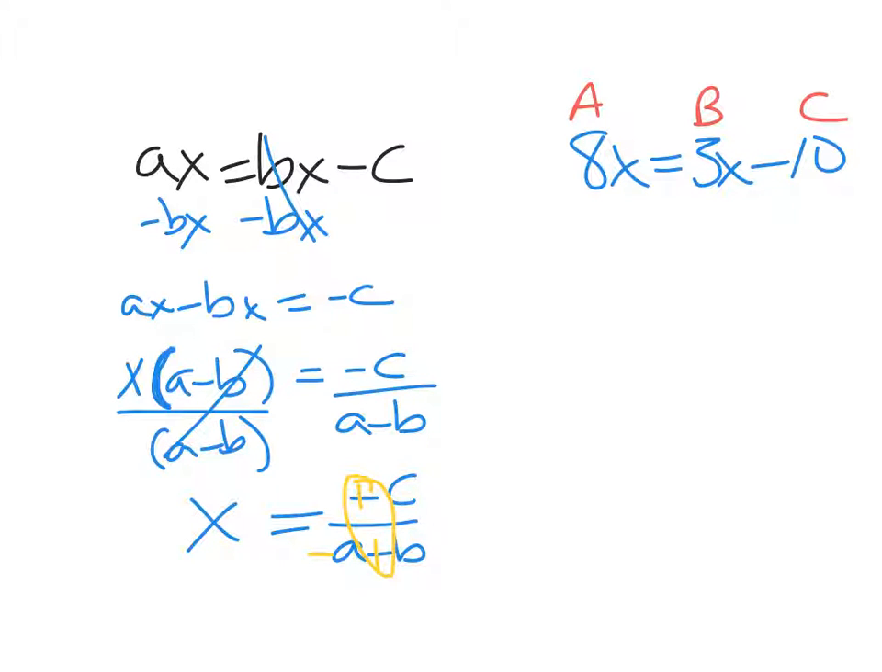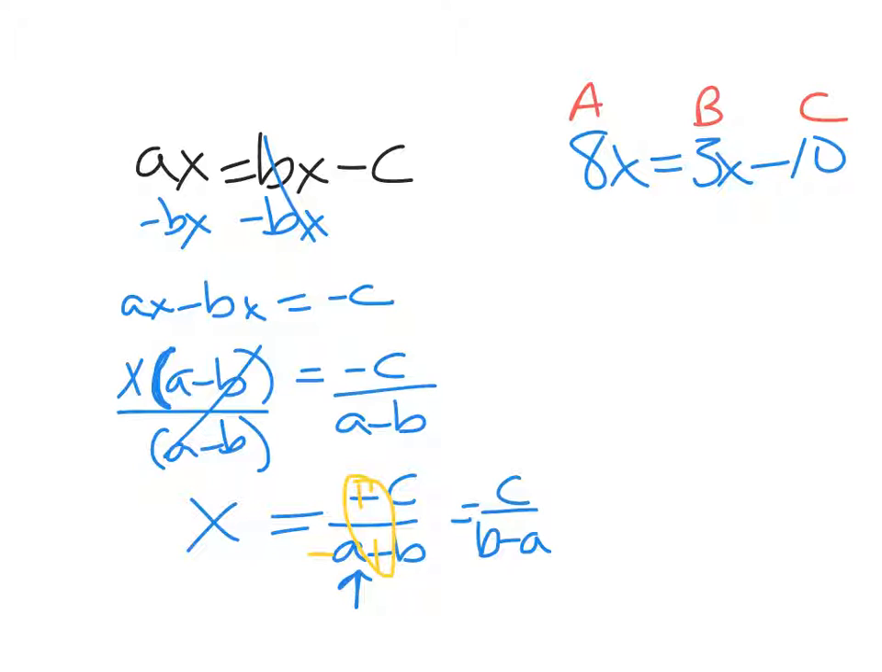But because there's a negative on the bottom, you can say that, and you would change this to c over, and then I would just switch it b minus a. But it's not wrong to leave it this first way. Okay? Now, once you have that, we can plug stuff in.